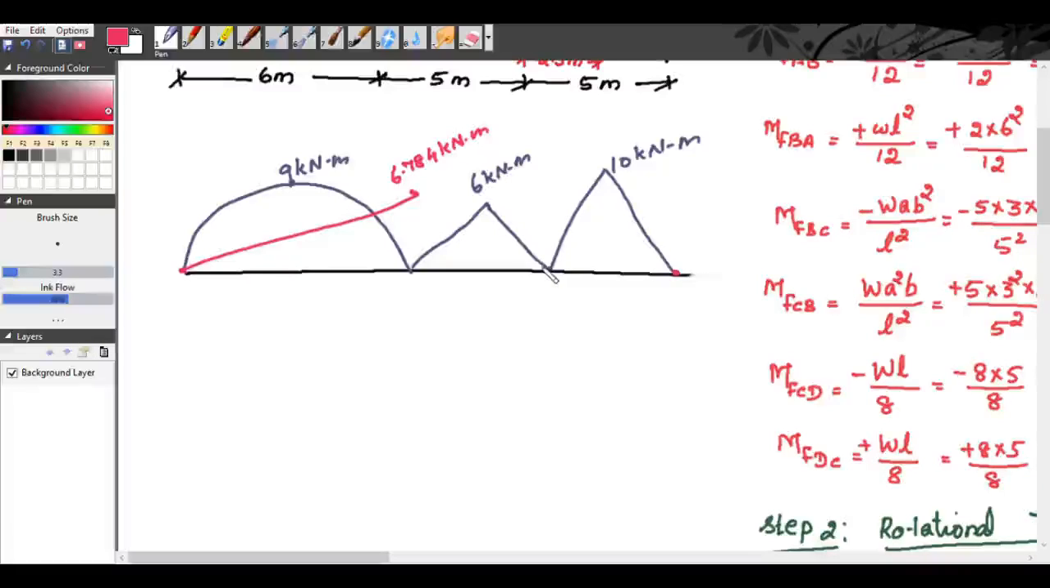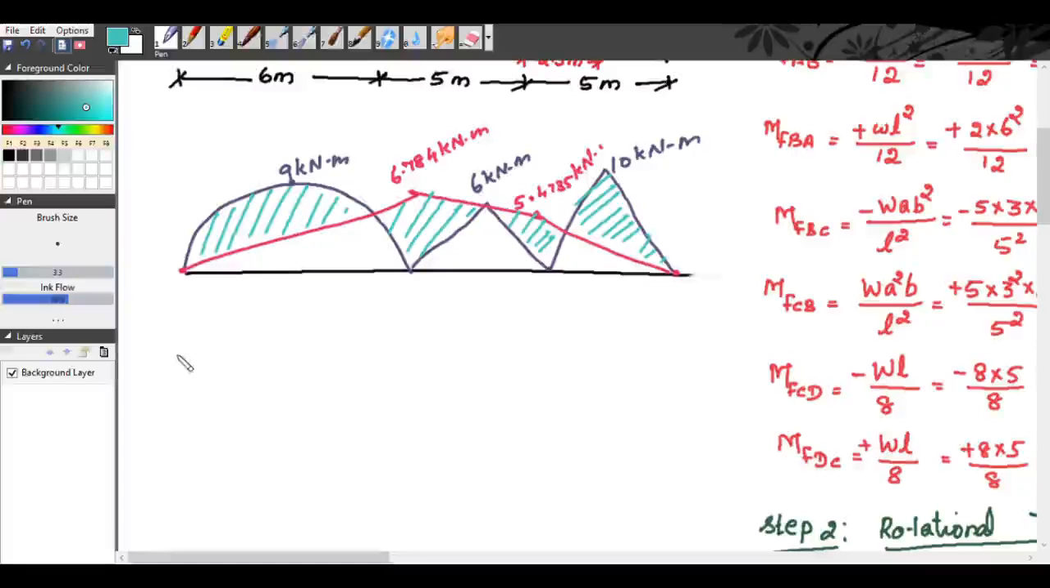So now we will draw the end moments. 6.784 to 5.4735. So the end moments are 0, 5.4735 kilonewton meter, right? Then it is from 6.784 kilonewton meter to 5.4735 to 0. So our net moment is negative 5.4735 kilonewton meter. Then it is from negative 5.4735 to 0. So this is positive, negative.